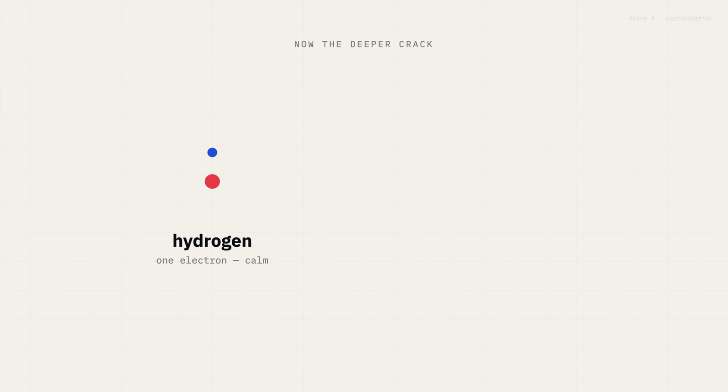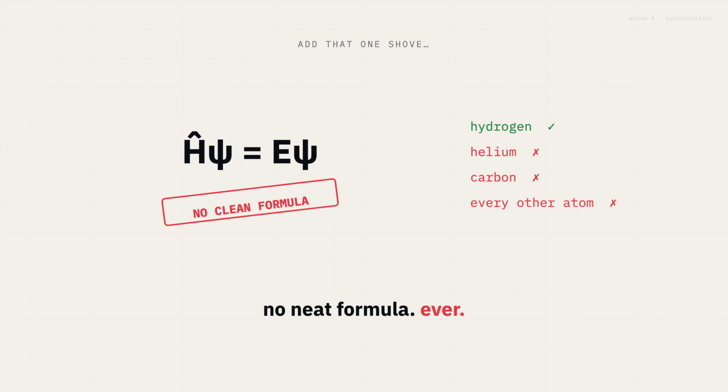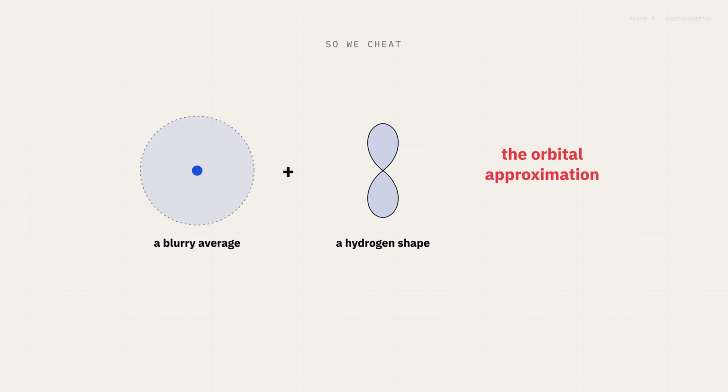Now the deeper crack. Hydrogen has 1 electron. Helium has 2, and those 2 shove on each other, constantly. Add that single shove, electron pushing electron, and the equation stops having a clean answer. Not for helium, not for carbon, not for any atom but hydrogen. There's no neat formula, ever. So we cheat. We let each electron feel the others only as an average, and we hand it a hydrogen shape anyway. That move even has a name, the orbital approximation, and nearly all of chemistry runs on it.